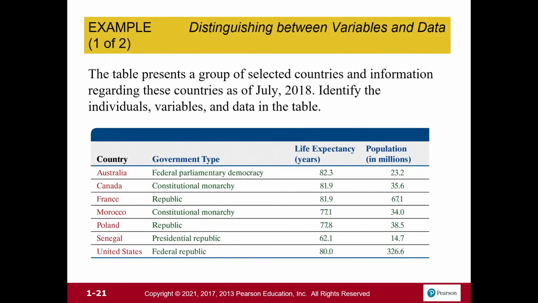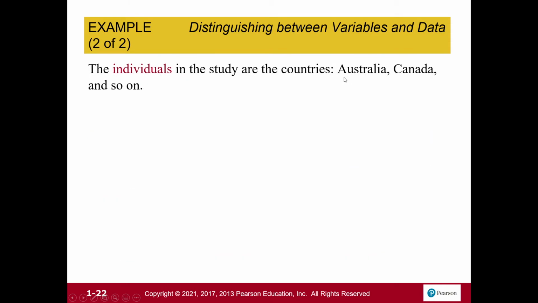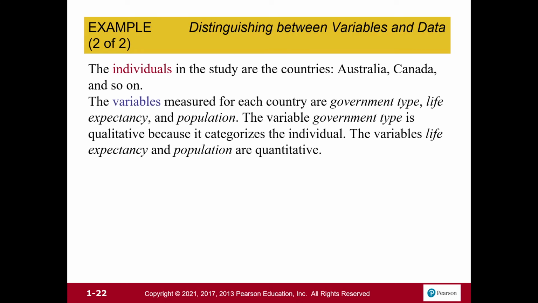All right, so let's say we have this spreadsheet of sorts, a table, and we have a lot of different information. We have countries, groups, life expectancy, population, and all this. It says identify the individuals, the variables, and the data. So the individuals in the study are the countries. The variables measured for each country are the government type, the life expectancy, and the population.